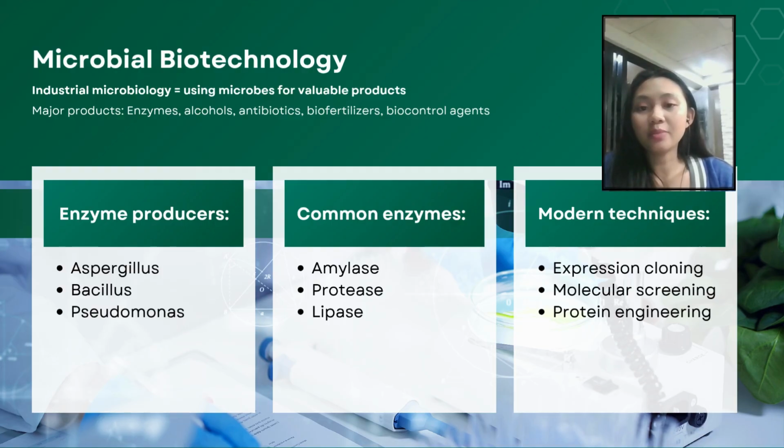Enzymes like amylase break down starches, proteases digest proteins, and lipases target fats, all crucial in industries like food, leather, and pharmaceuticals. Modern molecular tools such as expression cloning and protein engineering are now used to enhance enzyme yields and stability, making industrial processes more efficient.